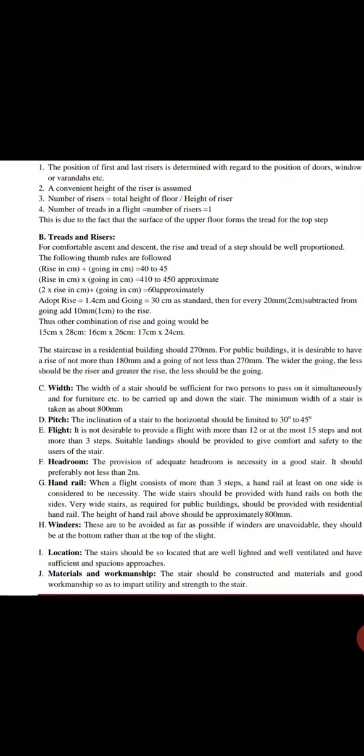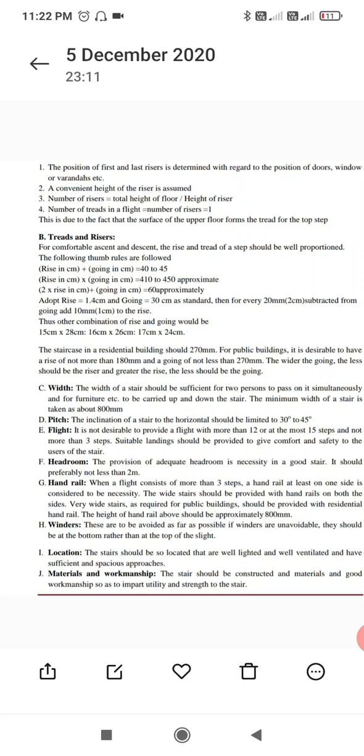Headroom. The provision of adequate headroom is a necessity in a good stair. It should preferably be not less than 2 meters. Handrail. When the flight consists of more than 3 steps, a handrail on at least one side is considered necessary. A wide stair should be provided with handrails on both sides. A very wide stair, as required in public buildings, should be provided with an intermediate handrail. The height of the handrail above the steps should be approximately 800 mm.